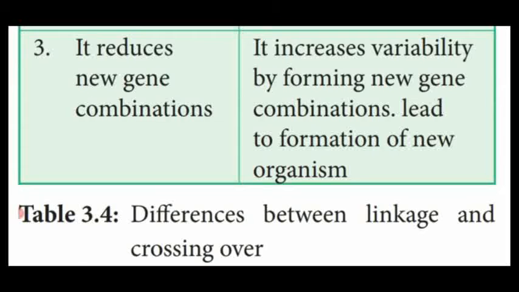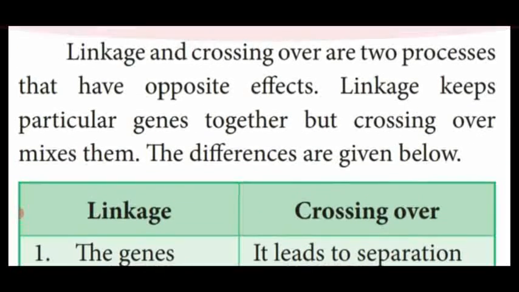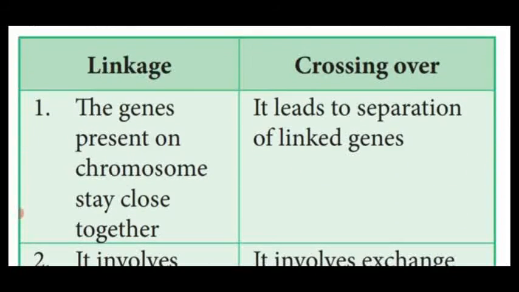Parental characters as well as newly produced recombinant genes are produced. So these newly formed recombinant genes show variability in the organism. That means apart from the parental character, newly formed character organisms are also developed by crossing over. So these are the 3 different characteristic features of linkage and crossing over. This is a very, very important 3-mark question.